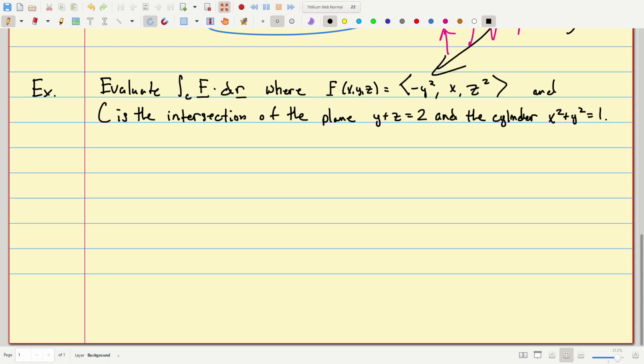All right. So we have this expression here. We want to evaluate this integral. We want to look at the vector field negative y squared, x, z squared. And we want to do our integral where C is going to be the intersection of an inclined plane and a cylinder.